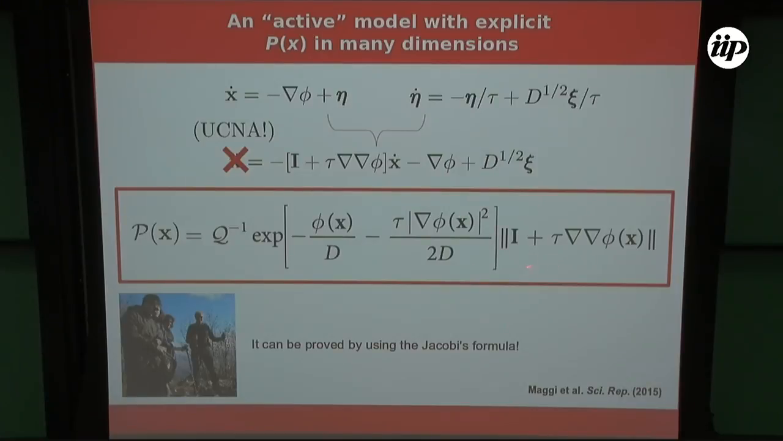And Umberto, after a few weeks, came out with this proof that actually, if at some point you manipulate the Fokker-Planck equation and use the Jacobi's identity that I didn't even know existed, you can prove that this is the solution of the Fokker-Planck equation associated with this. So this is in this paper.